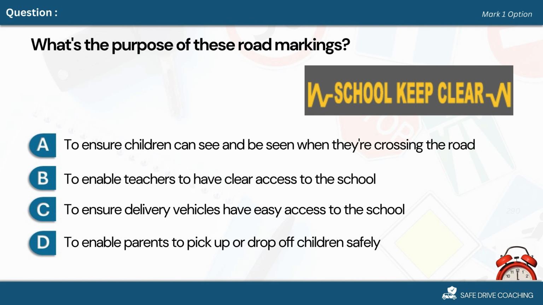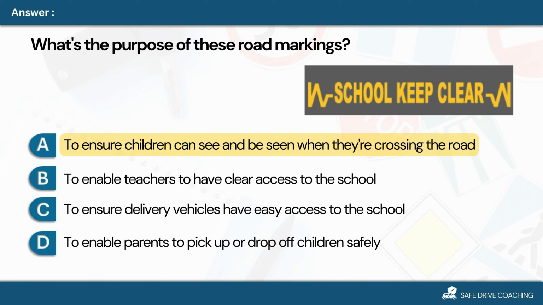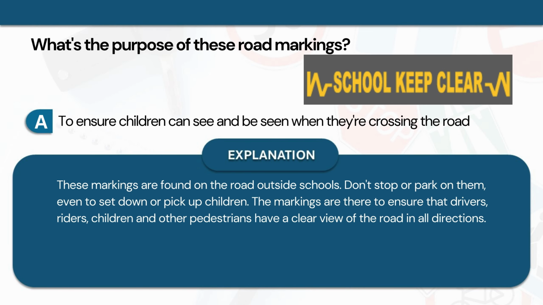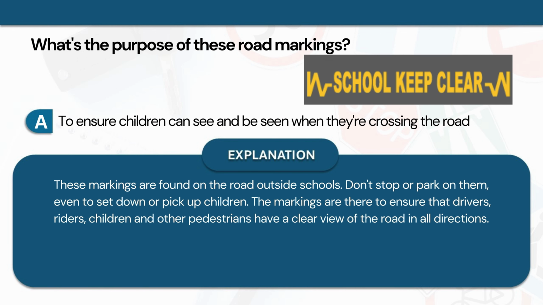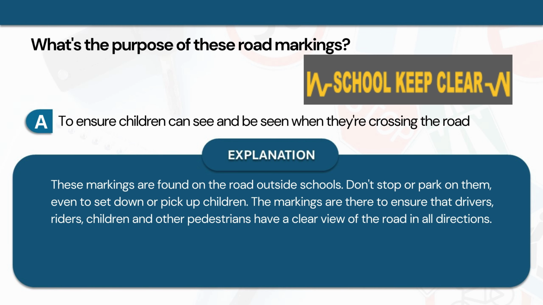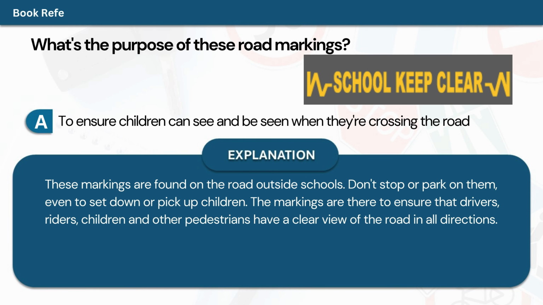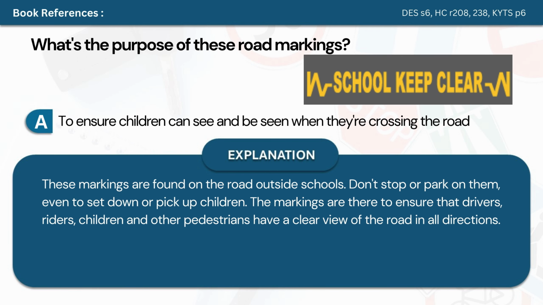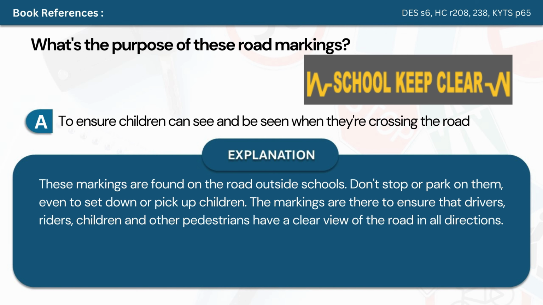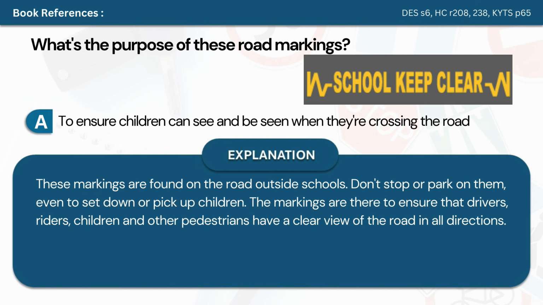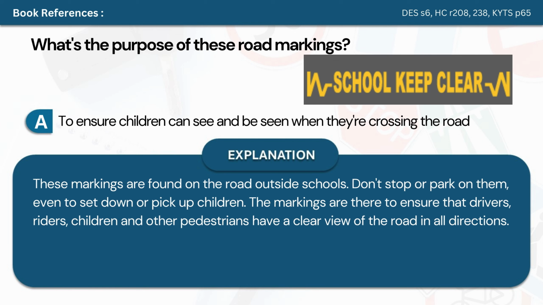The correct answer is A. To ensure children can see and be seen when they're crossing the road. These markings are found on the road outside schools. Don't stop or park on them, even to set down or pick up children. The markings are there to ensure that drivers, riders, children, and other pedestrians have a clear view of the road in all directions.